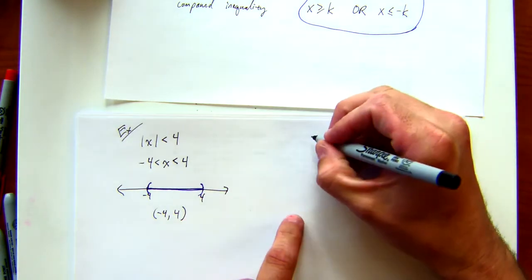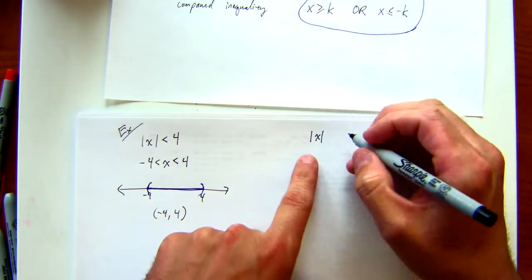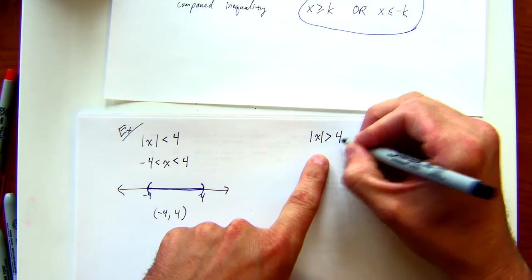And now let's look at what if it were the other way around? The absolute value of x is bigger than 4.